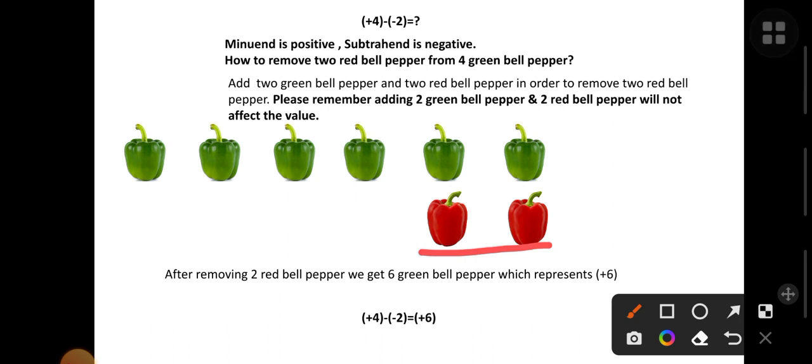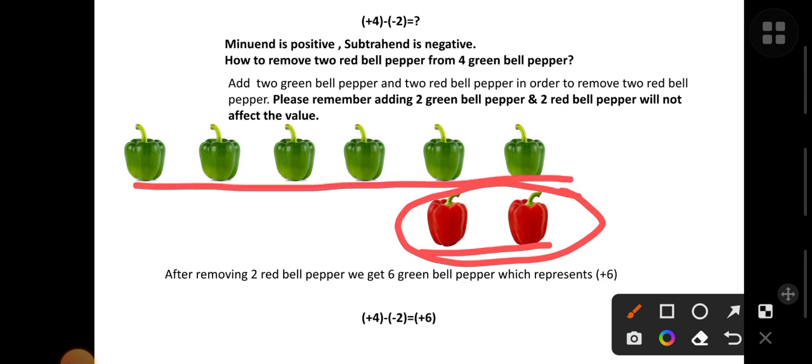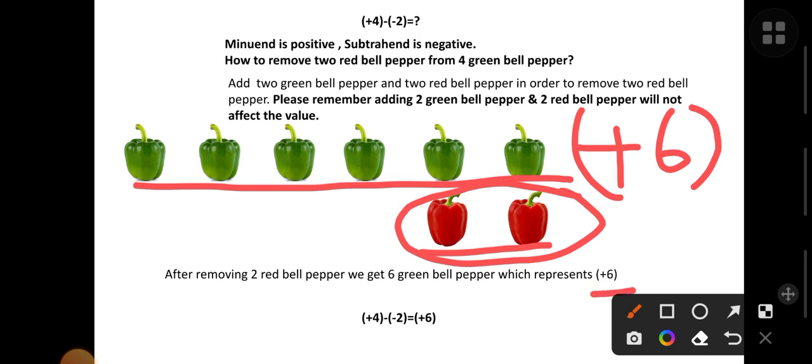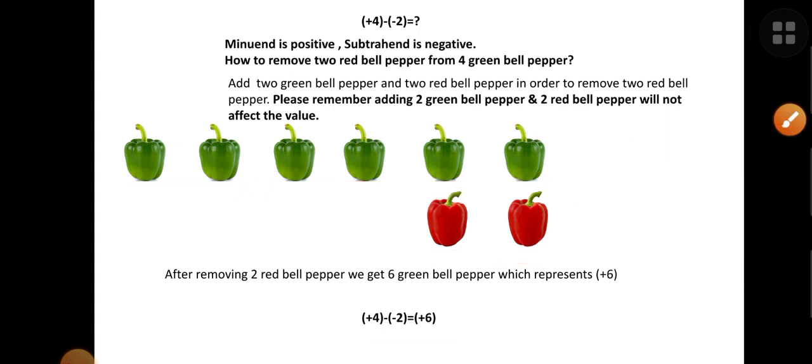So what is the resultant? After removing 2 red bell pepper, we are having 6 green bell pepper. So the answer 6 green bell pepper indicates plus 6. That means plus 4 minus of minus 2 gives plus 6. That is the answer.